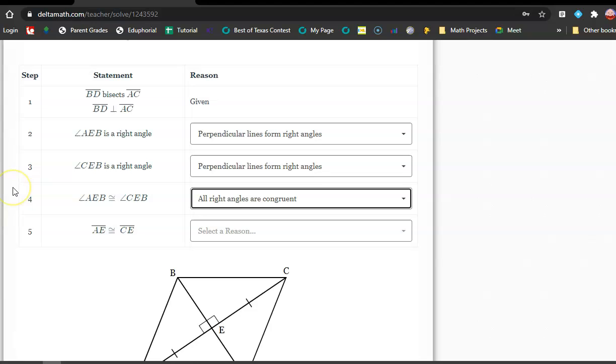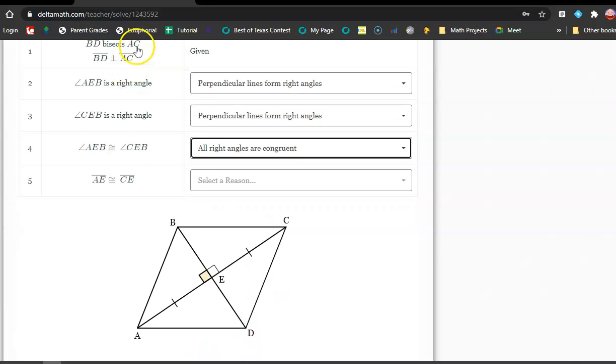What has been said already up here that lets me know that these two sides are congruent to each other? Well, the only other thing we haven't used right here is that segment BD bisects segment AC. So if BD bisects AC, that means it cuts it perfectly in half, so whatever's on one side is the same as the other side. So that's what we're going to use here.